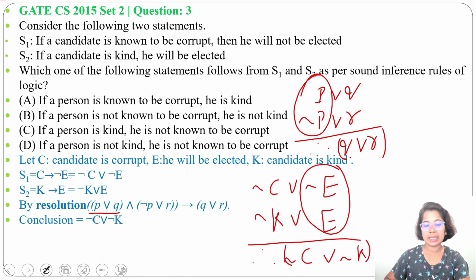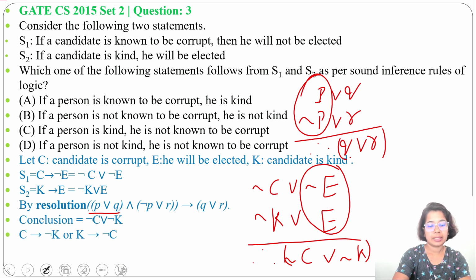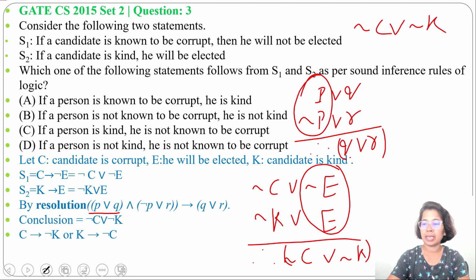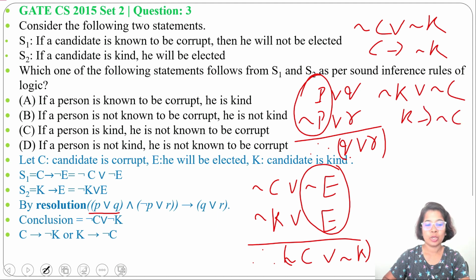So negation C or negation K, if you want to write in the form of implication, we can write C implies negation K, or K implies negation C, as OR is commutative. So negation C or negation K we can write as C implies negation K, and negation K or negation C we can write as K implies negation C. Both are the same.